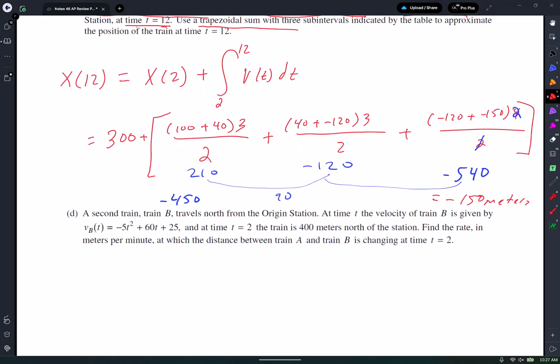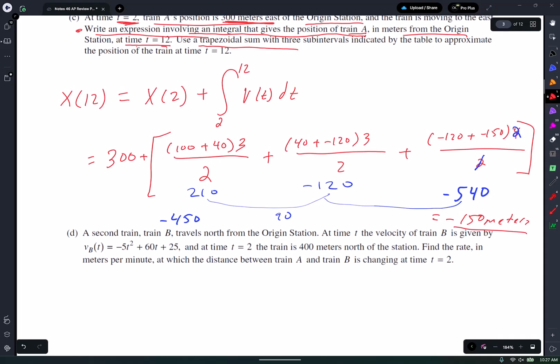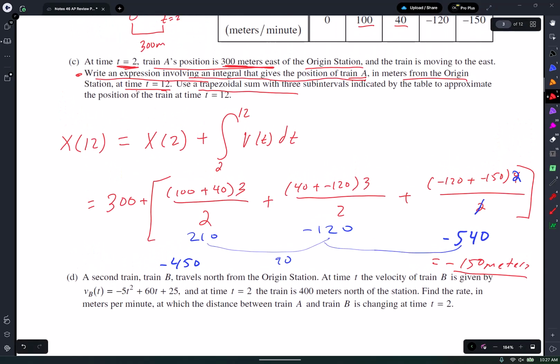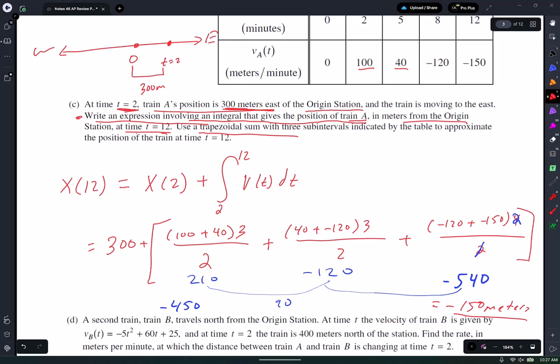This is fine, but let me tell you the direction that AP is going, and maybe your professor's going to want it too. What does that negative 150 meters mean? You're 150 meters to the west of the origin, or to the left of the origin station. Does that make sense? I think you're probably fine. This is full credit, but they probably would like for you to say you're 150 meters west of the origin. So let me put that in here. 150 meters west of origin station.